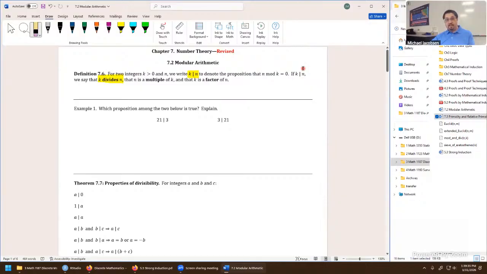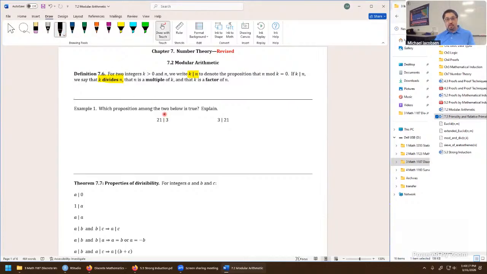So we can also say if k bar n, if k divides n, then n is a multiple of k, and k is a factor of n. So 3 different notations or concepts all wrapped into each other. Modulus, multiples, and factors all come from that statement, k bar n, or k divides n. Just for the sake of practicing with that notation, I have a couple fast examples down below. Example one just asks the short question, which propositions among the two below are true? Probably not a real exam question, but a good one to tie together definition 7.6.